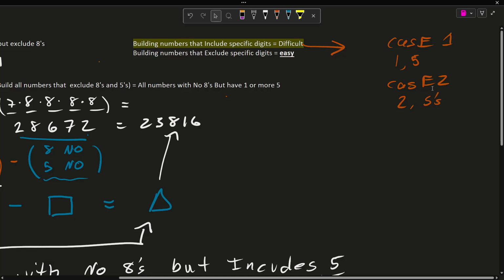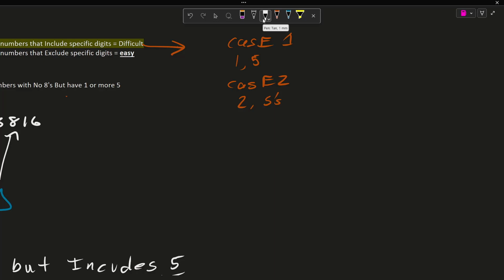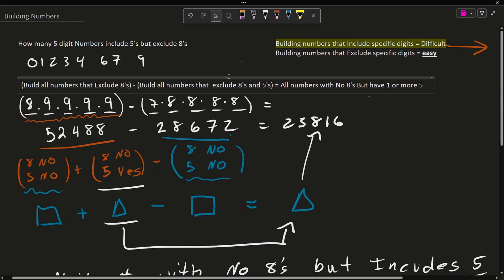Over here, case 2, I have all the numbers that, well, in the end, it becomes very, very challenging. I have to use a series of fundamental counting principles with something called the binomial theorem, which we'll use later on, but for the time being, it's actually easier to do it this way. Anyway, that's all I have to say about that one.